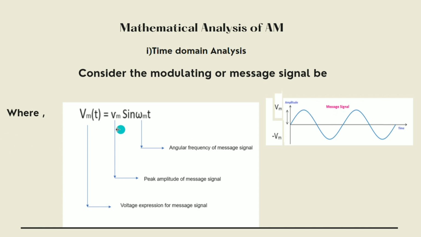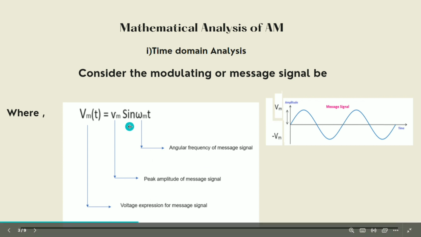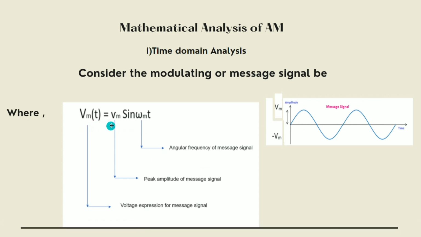Mathematically, the voltage expression for the message signal can be represented as capital Vm of t is equal to small vm sine omega mt. Small vm is the peak amplitude of the message signal. Instead of V, many parameters such as A or E are given, all of which represent the amplitude or magnitude of the signal. So Vm of t is equal to Vm sine omega mt, where omega m is the angular frequency of the message input signal.